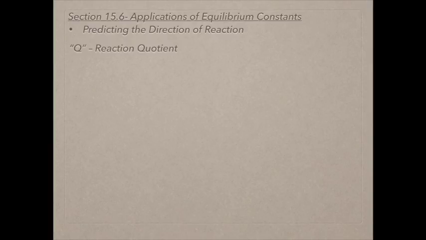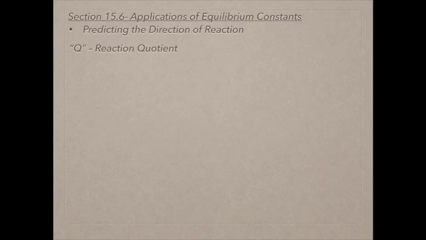In this lesson, I'm going to talk first about how to actually apply the equilibrium constant in order to further study chemical reactions. Specifically, we can use the equilibrium constant to predict the direction that the reaction is going to go if it's not already at equilibrium. So what direction does the reaction need to go in order to reach equilibrium?